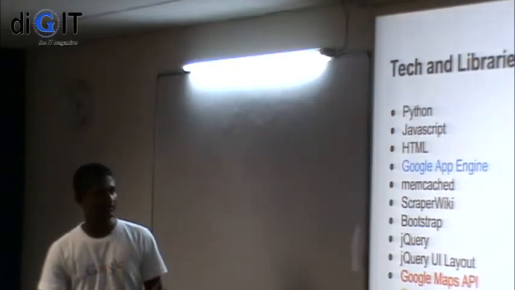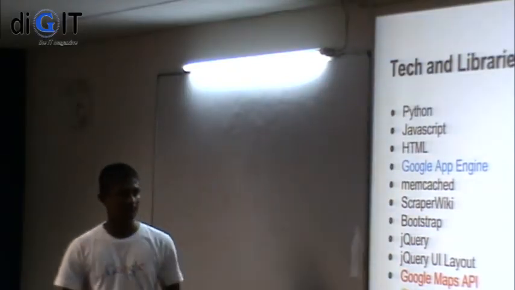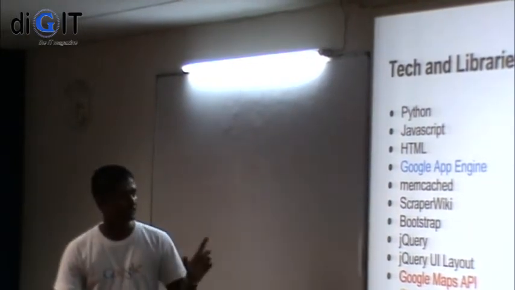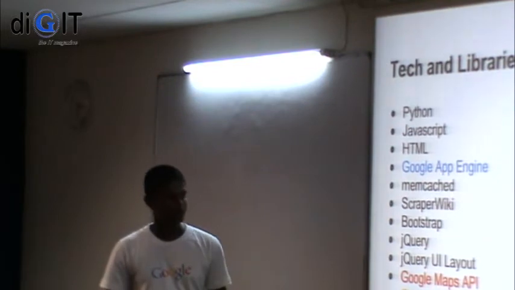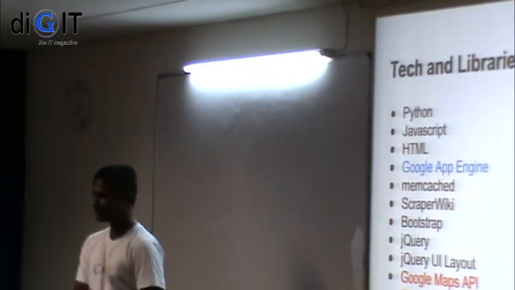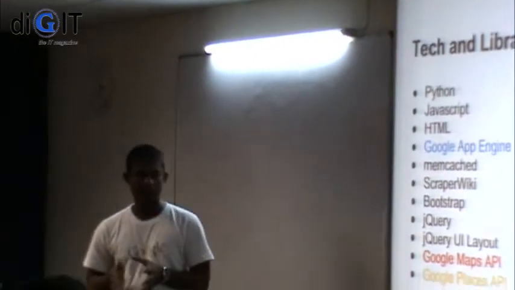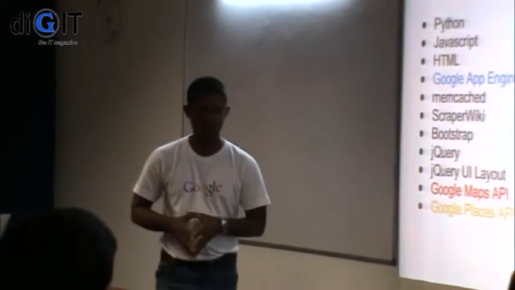So that's basically for a new edition that came up a couple of weeks ago. And ScraperWiki, okay. And Bootstrap UI framework from Twitter. It's really interesting when you scaffold a new application quickly. It's very jQuery UI layout. It's used to manage layouts in the new version of the app.